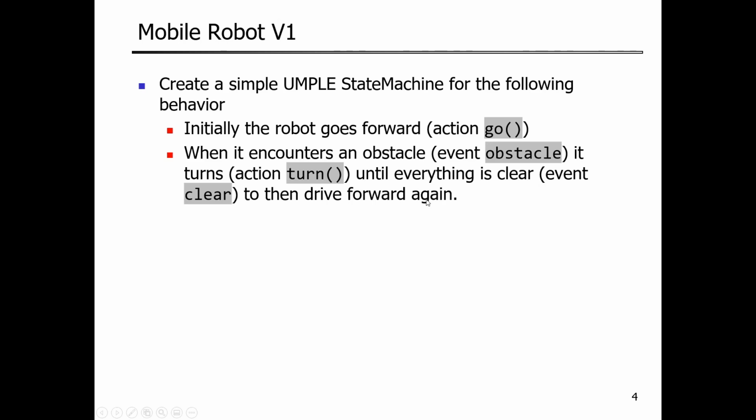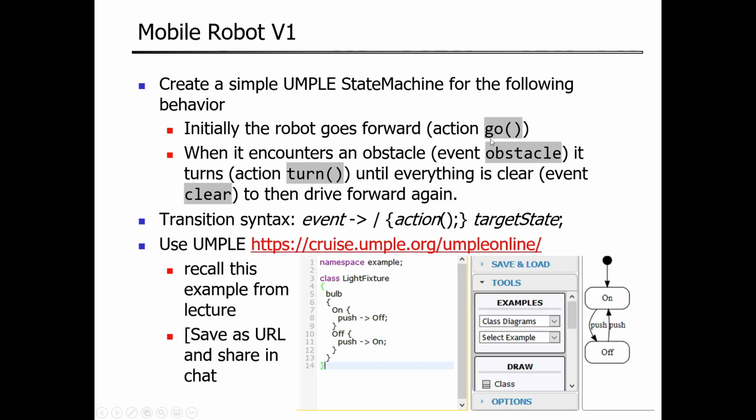So yeah, very simple description. We have some events, obstacle and clear, and we have some actions, go and turn. What we are still missing is we need to decide what kind of states we're going to use, and then of course, how are we going to use the events and the actions on the transitions.